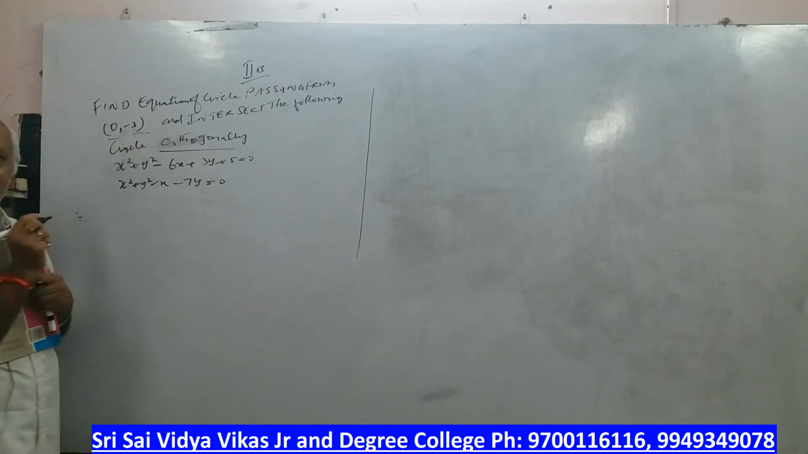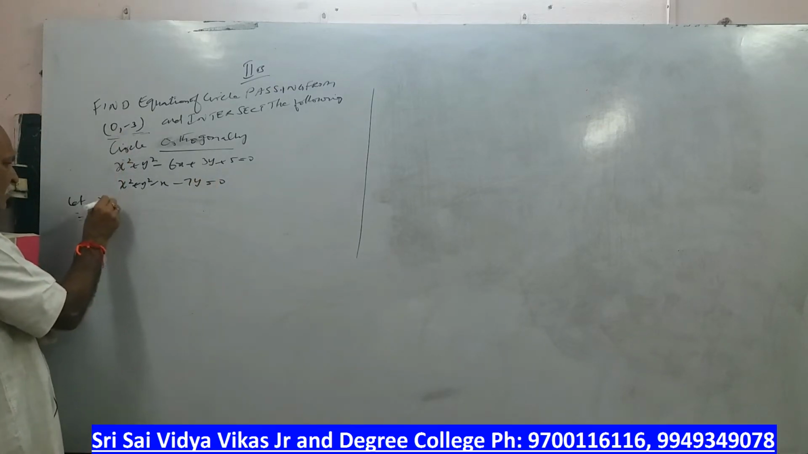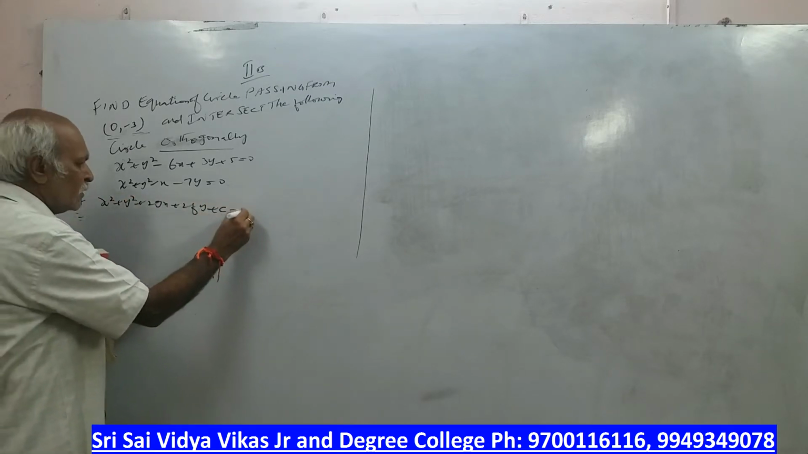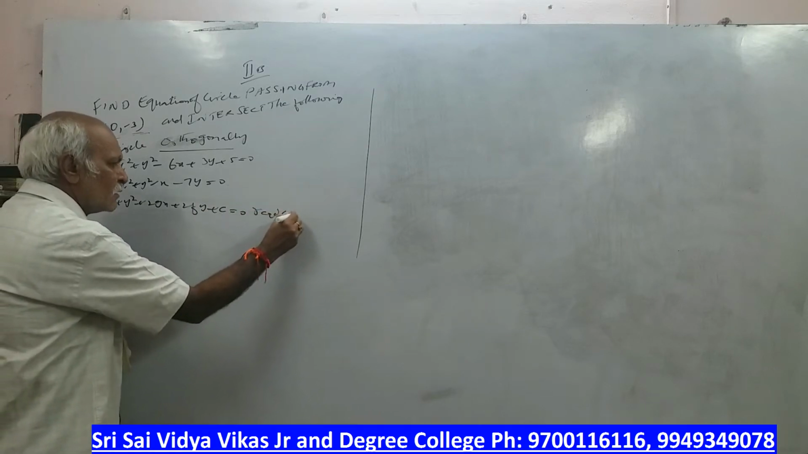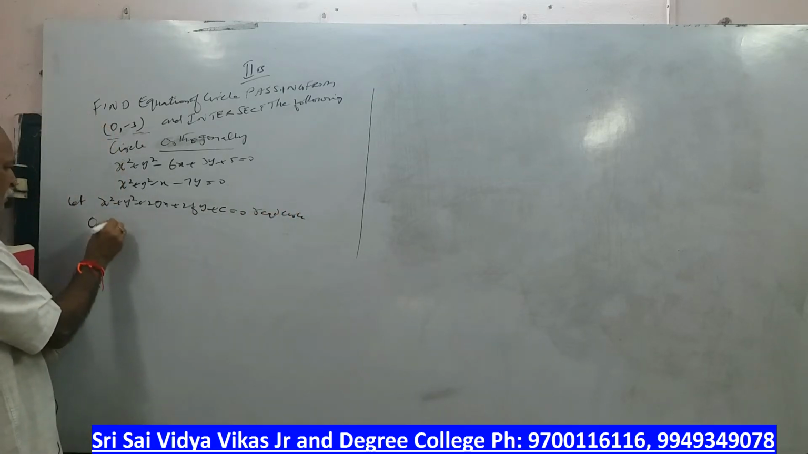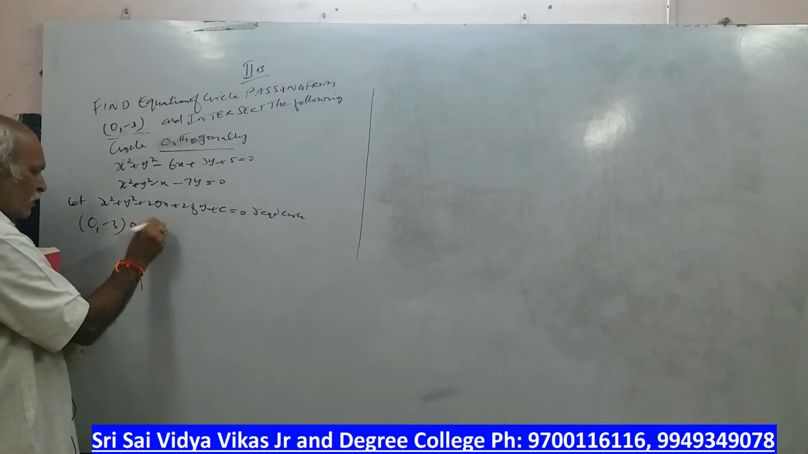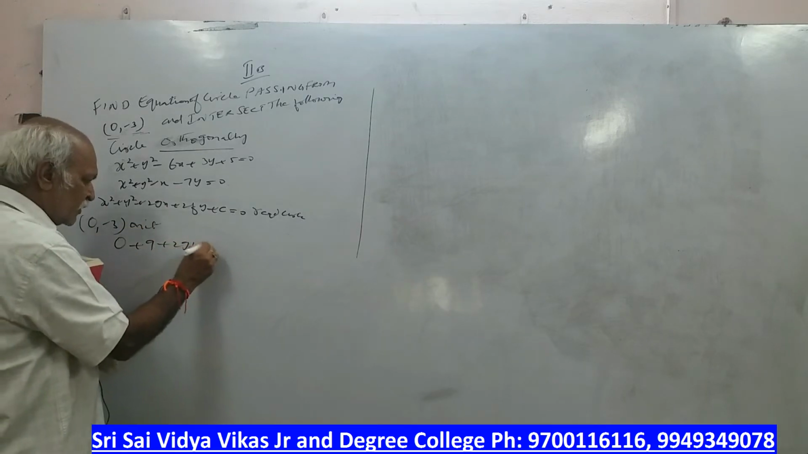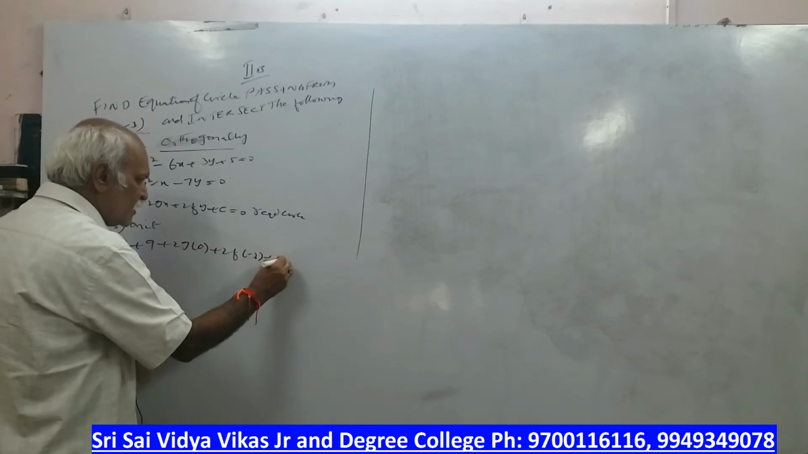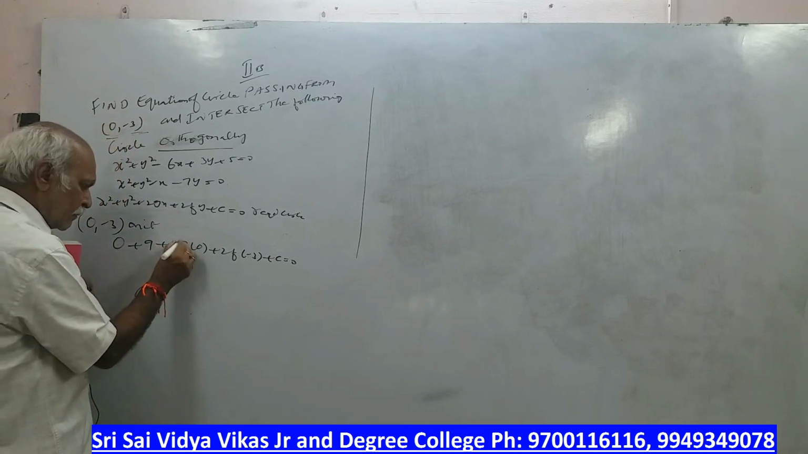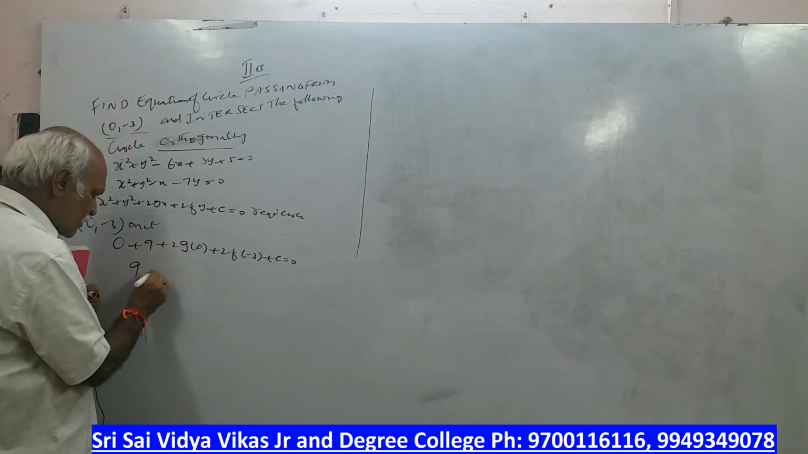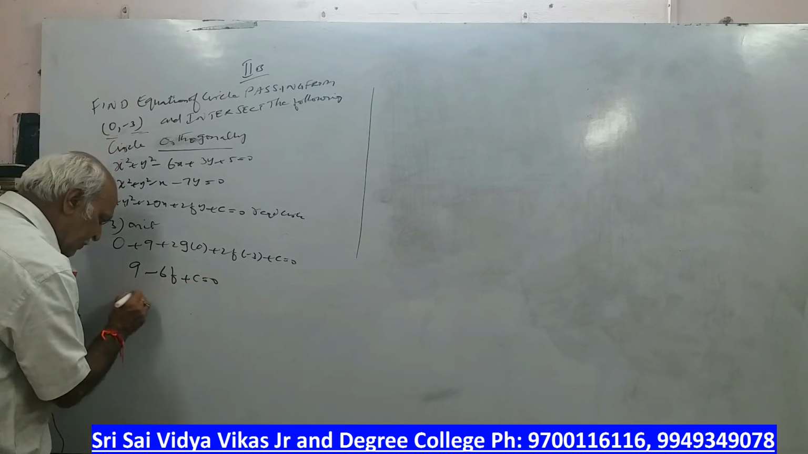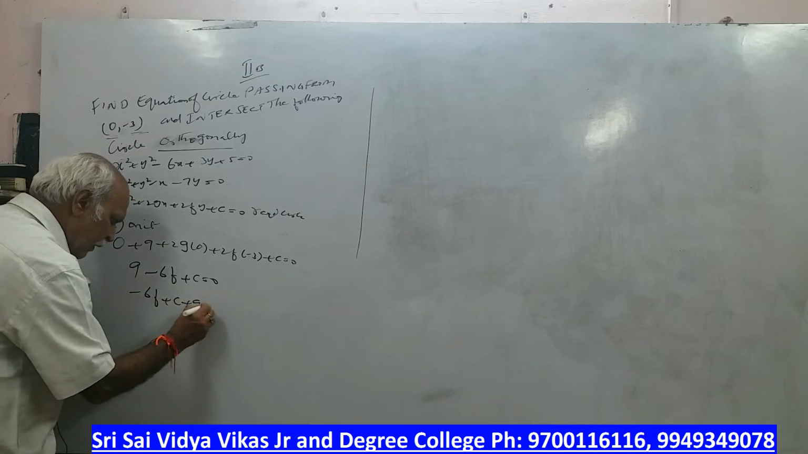Now, what is the point given here? 0 comma minus 3. Okay. Let x square plus y square plus 2gx plus 2fy plus c is equal to 0 be the required circle. What is the first point? 0 comma minus 3 is on it. 0 plus minus 3 square, that is 9, plus 2g into 0 plus 2f into minus 3 plus c is equal to 0. So 9, this is 0, minus 6f plus c is equal to 0. Rewrite this: minus 6f plus c plus 9 is equal to 0.